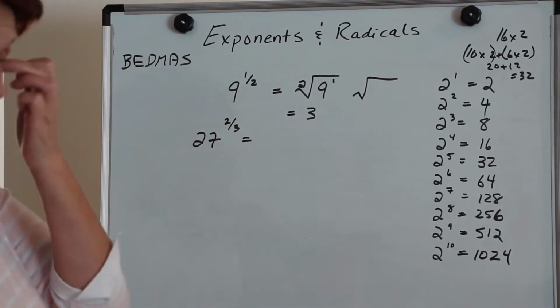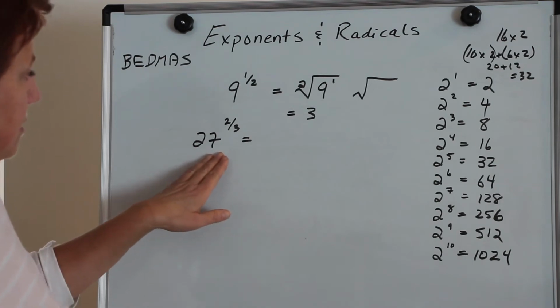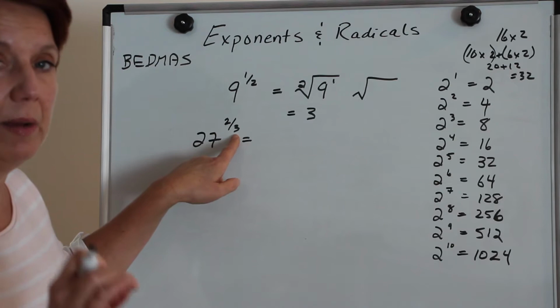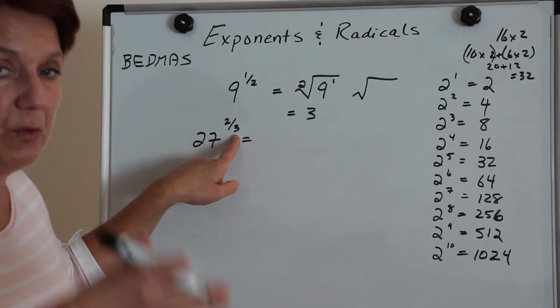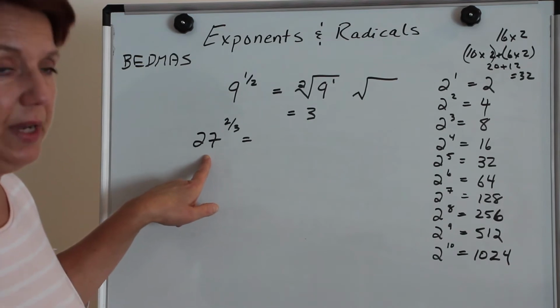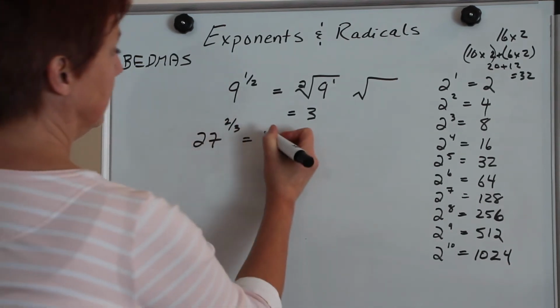Okay, what's that equal to? Well, what this is telling us to do is take the cube root of 27, so the number that's multiplied by itself 3 times to give us 27, which is 3, and then we square the result and we get 9.